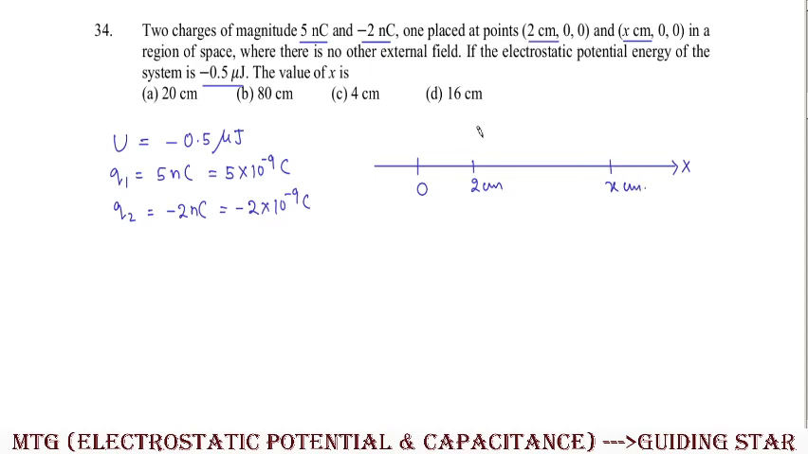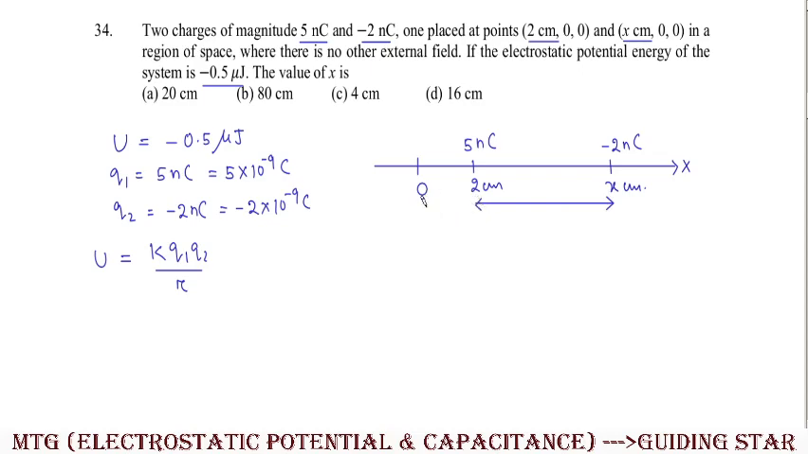Clear? So 5 nanocoulomb is placed over here and minus 2 nanocoulomb is placed over here. So what is the potential energy of this system? We know the formula for potential energy is given, and we are asked to find the value of x. Clear? So we know that U equals k q1 q2 divided by the distance of separation, let it be r. Clear? So what is the value of this particular distance here?